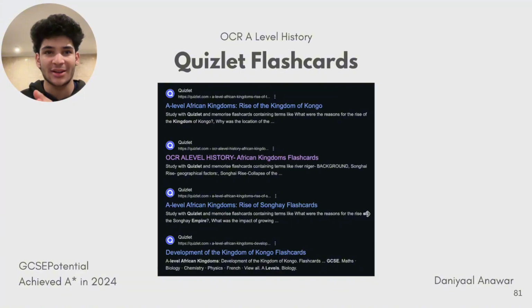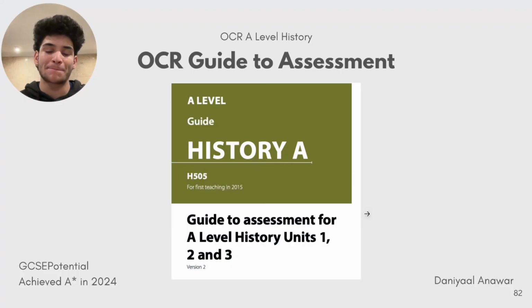Also, just be careful with the information itself. Make sure to fact check, because with African kingdoms, with the lack of a strong centralized resource, it's difficult to fact check. So just be careful.